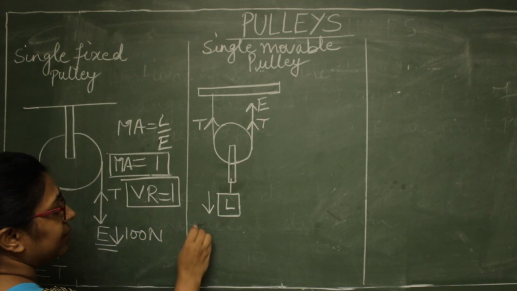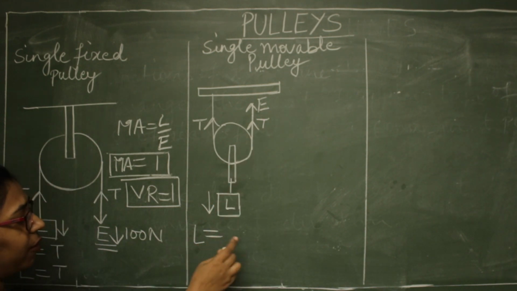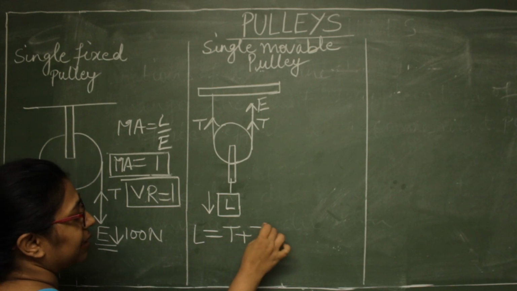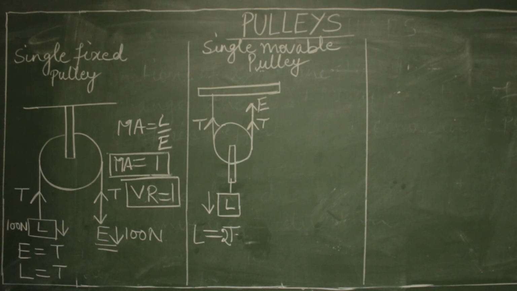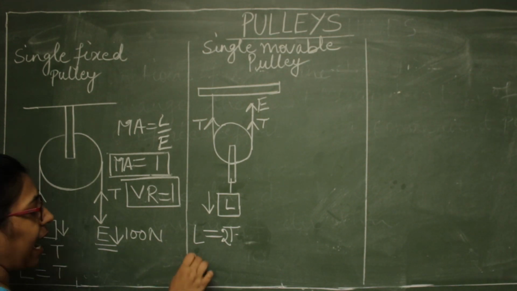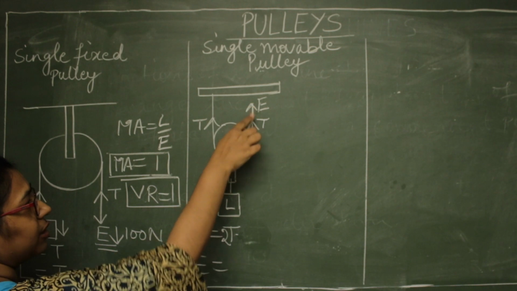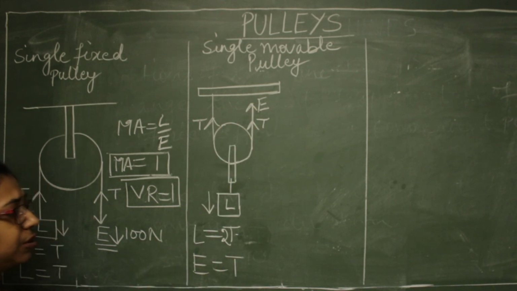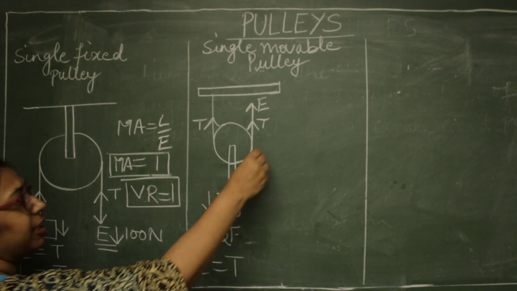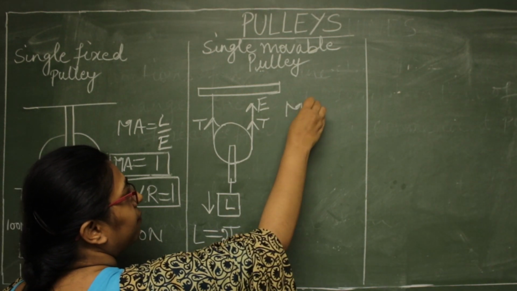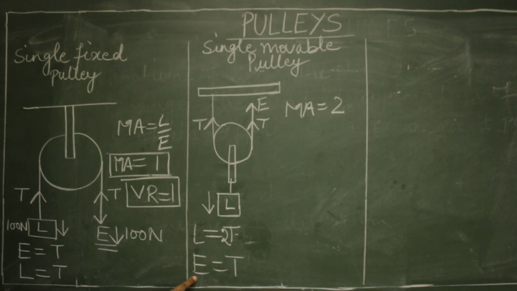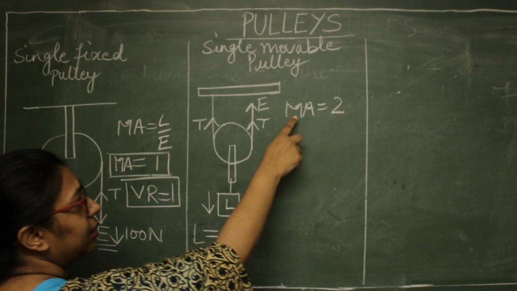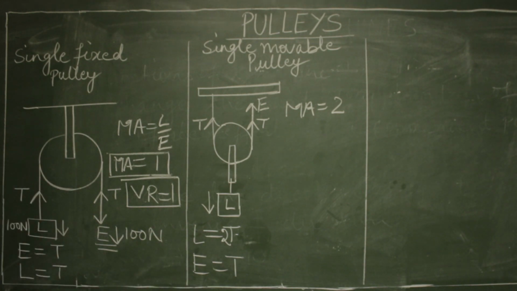So that makes the value of load T plus T, or we can write directly as 2T, twice of T, and effort, since it is acting on a single rope, will be equal to T. So from here, if we want to find the mechanical advantage, the value of mechanical advantage will be 2T, load upon effort. So the value of mechanical advantage equals 2. This is a value greater than 1.